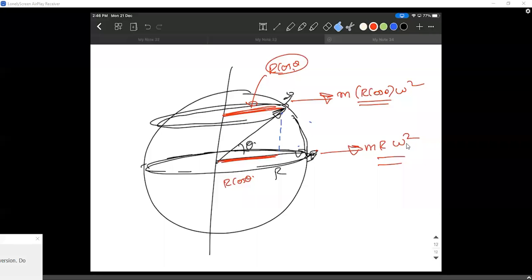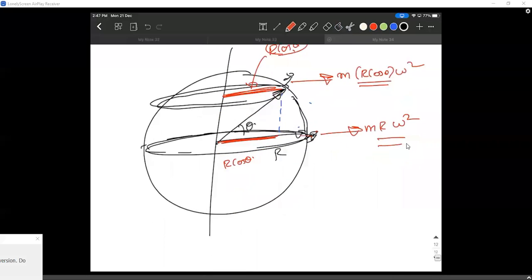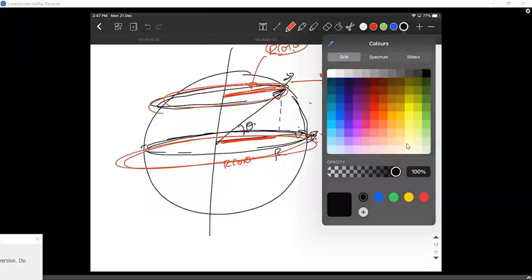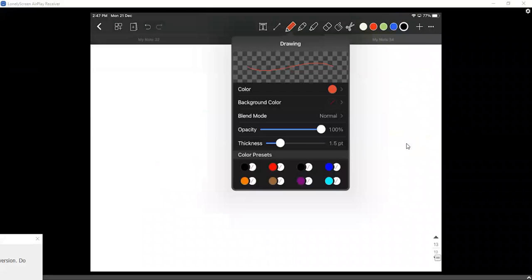So this person is going around in a circular motion like this, and this person is going in a circular motion like this. Both of them won't experience the same amount of centrifugal force, so that affects the whole thing in a different way.